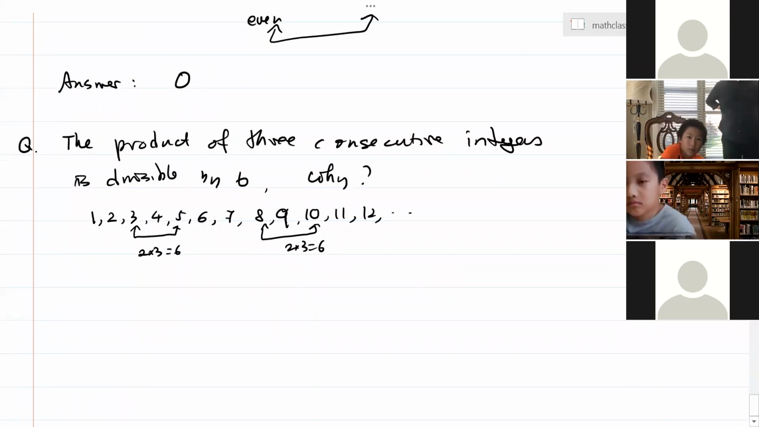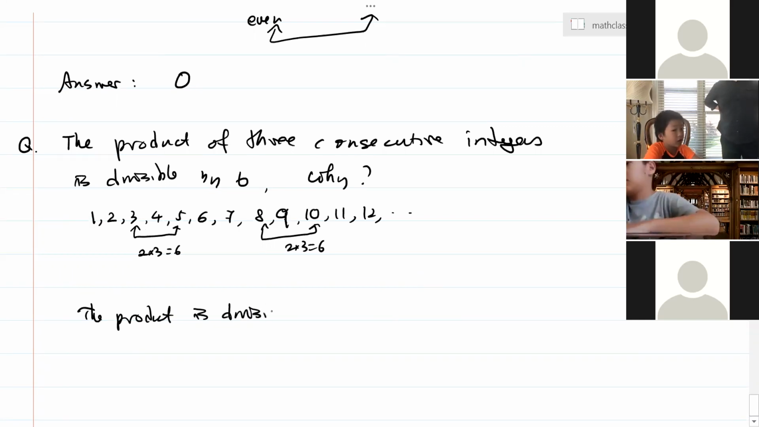It doesn't matter where you take 3 consecutive integers. One of them must be divisible by 3. Okay? One of them must be divisible by 3 if you take 3 consecutive integers. One of them must be even. Okay, that's 2 conditions. So that means the product is divisible by 2 and 3. Therefore it's divisible by 6. Why divisible by 3? Because one of them must be a multiple of 3.